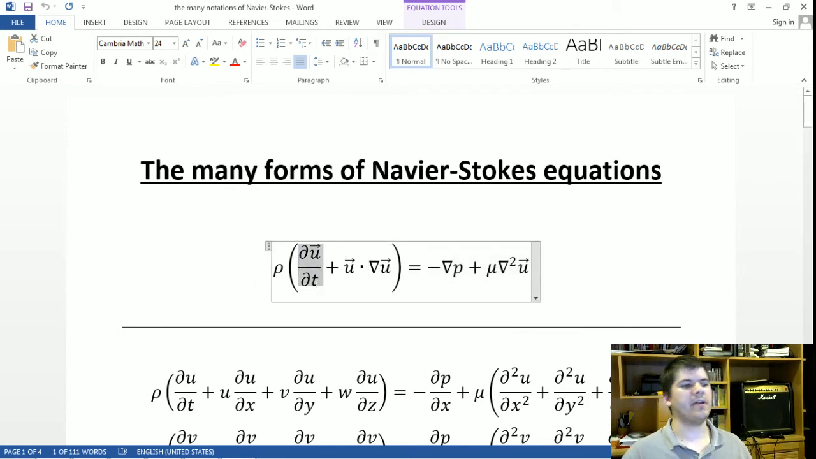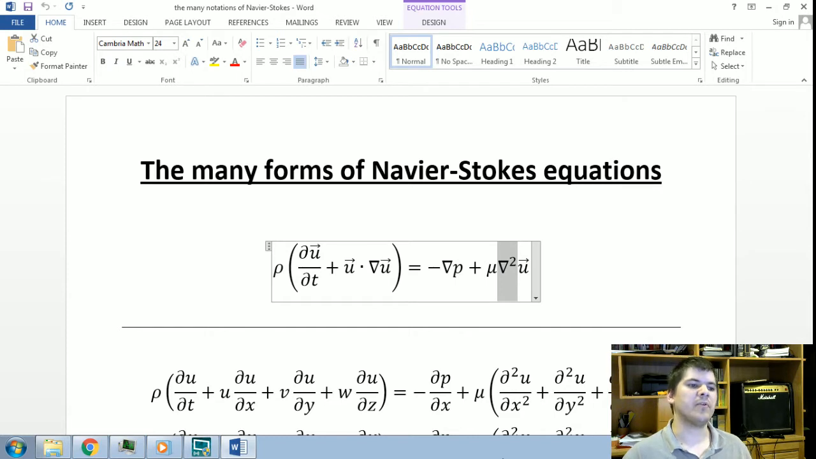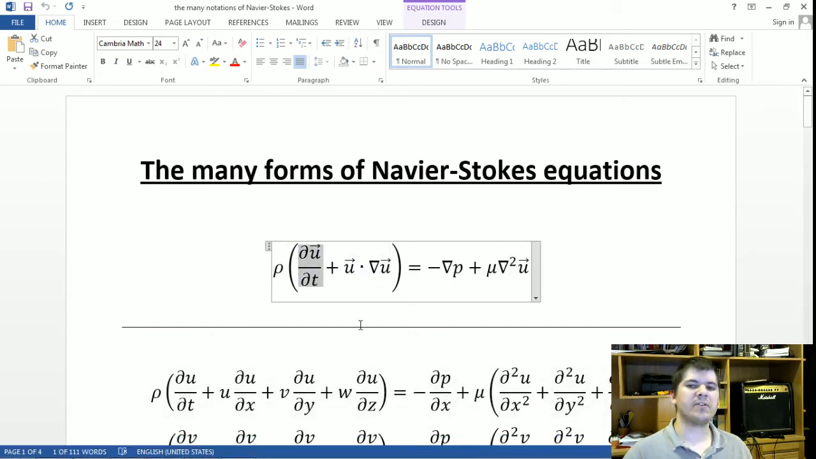So here is the temporal acceleration, the convective acceleration, the pressure acting on this fluid, and here on the right side, the right hand side, is the viscosity, the force due to viscosity, which is known also as the diffusive term. Okay, so here is the temporal acceleration, the convective term, the pressure, and the viscosity, and also diffusion of velocity.